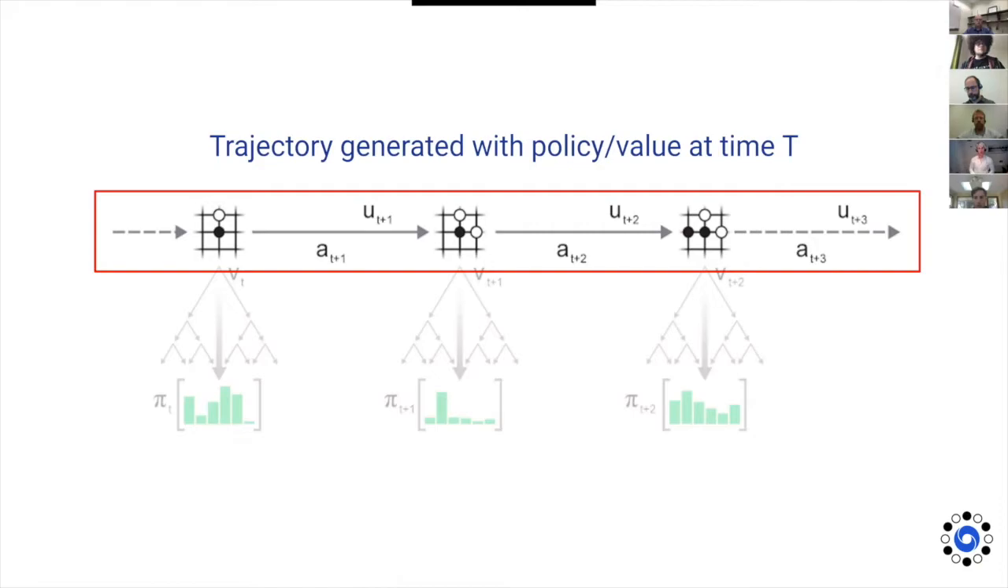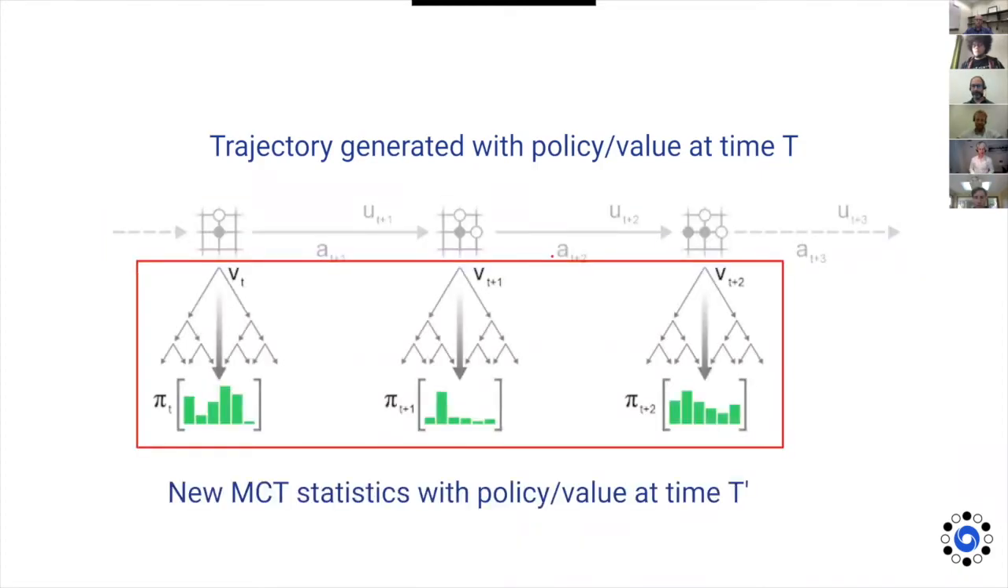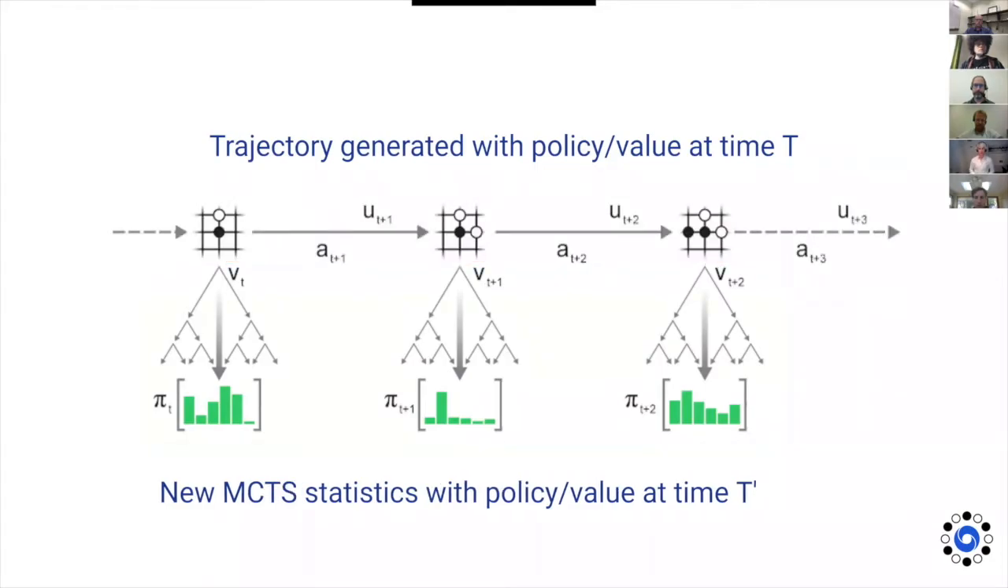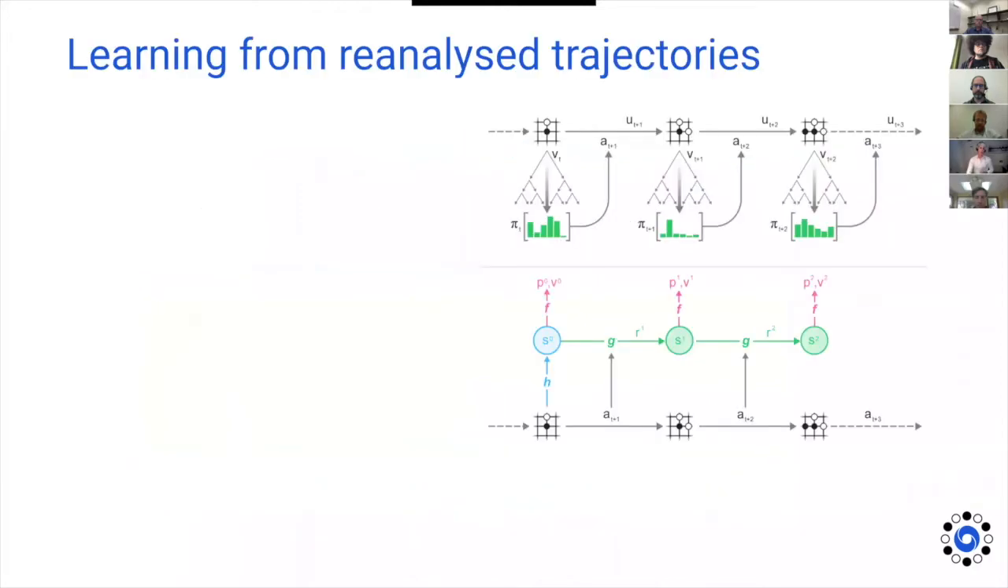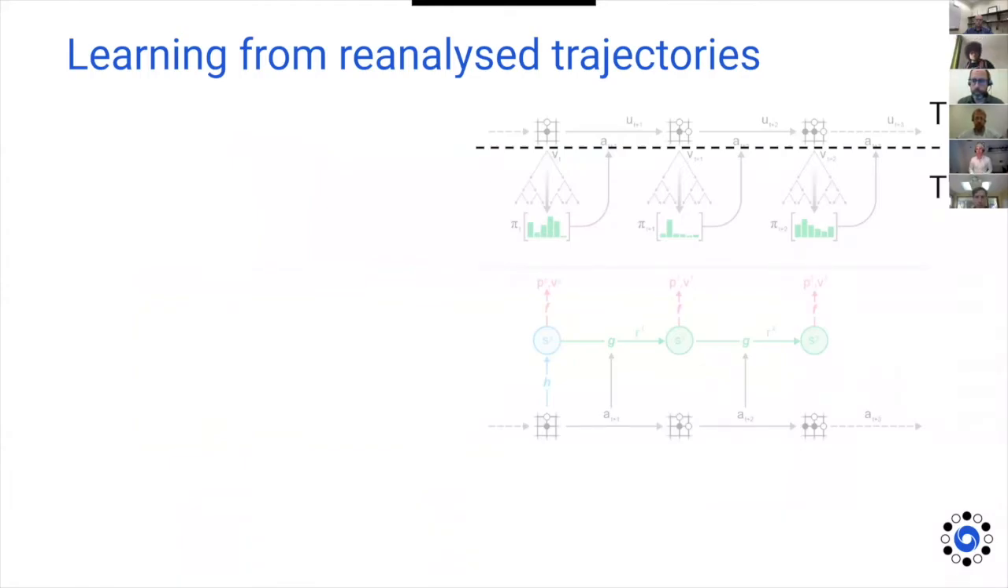But importantly, we have to be careful now because we actually have multiple different timescales involved. We have trajectories that were generated at some time t. And then we have targets, we have tree search statistics that were generated at some later time t prime. For some of the losses, this is not a problem, but let's look at it a little bit in detail. So first, let me introduce the two different timescales.